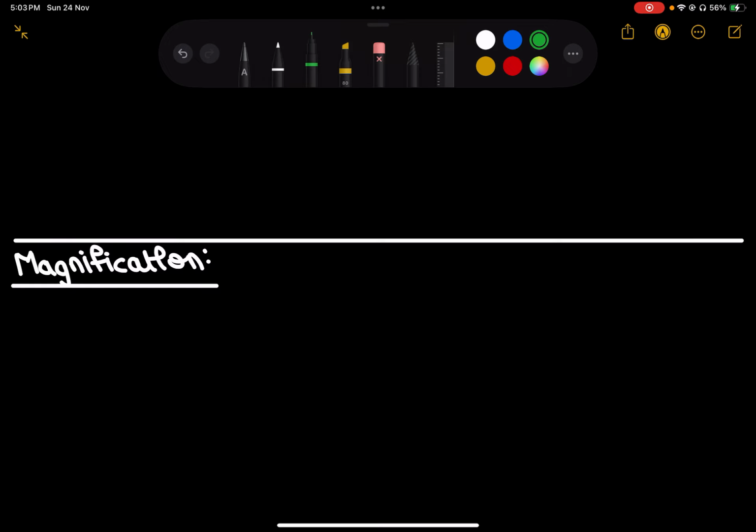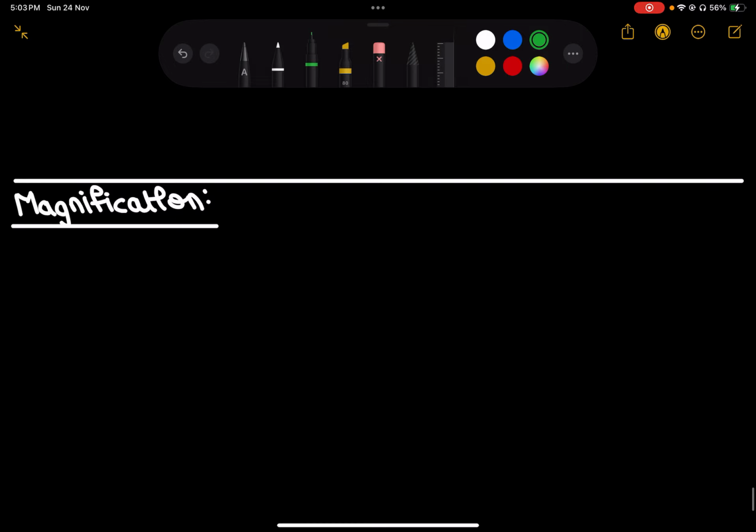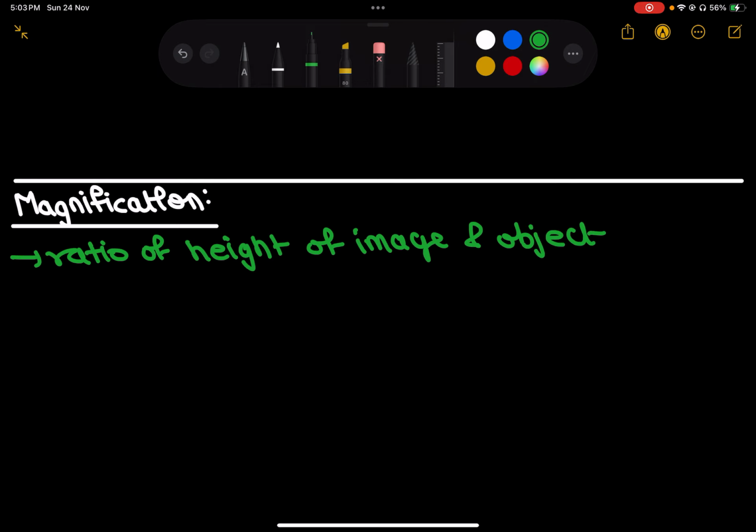The definition for magnification is same as the definition for magnification for mirrors. Same for lens. Okay, no difference. So it is defined as the ratio of the height of the image and the height of the object. So if HI is height of image, HO is height of object, then M magnification, it is HI upon HO.